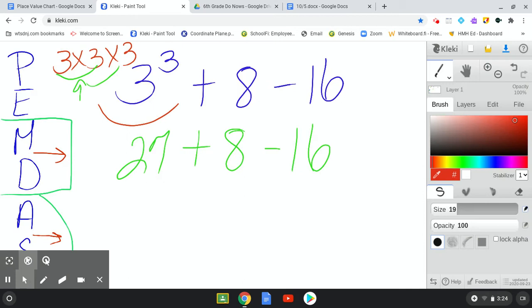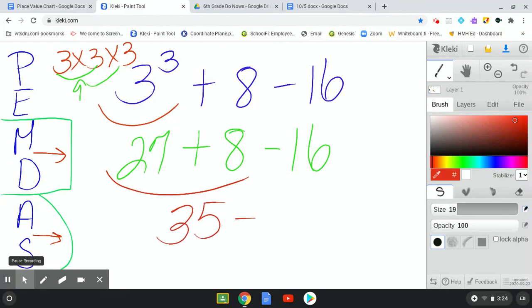So I'm going to solve addition. So 27 plus 8. So I'm going to do that first. So that gives me 35. Then I'm going to drop down my subtraction sign, drop down my 16. So now I'm at my final operation. 35 minus 16 gives me a total of 19. And 19 would be my final answer.